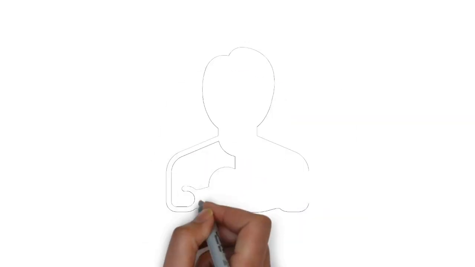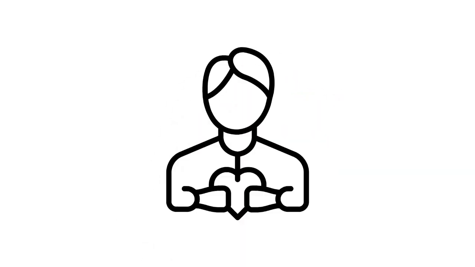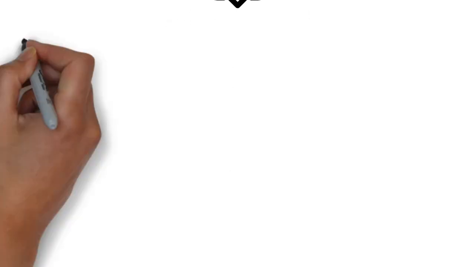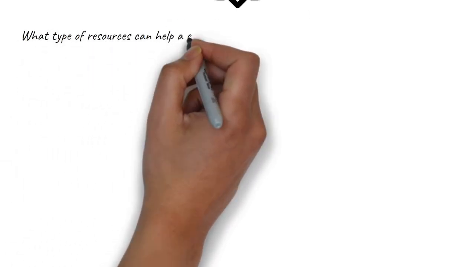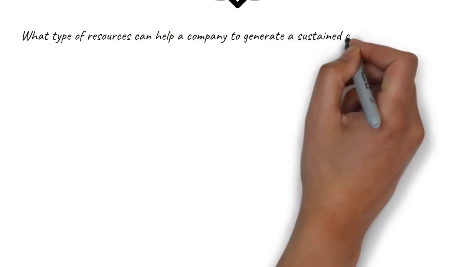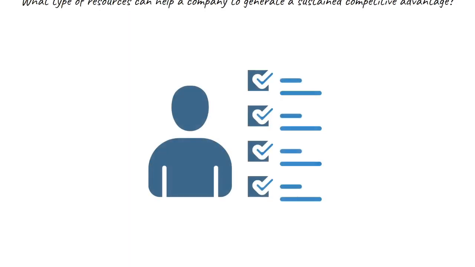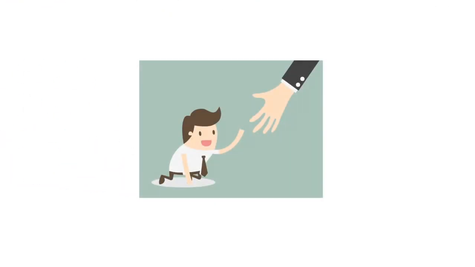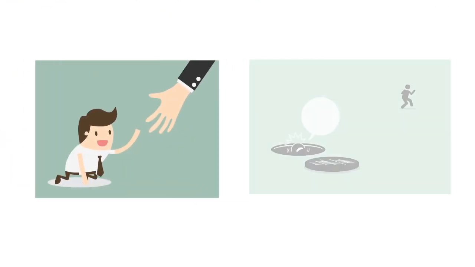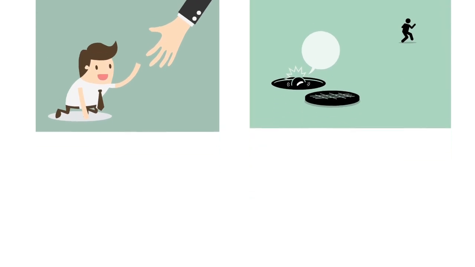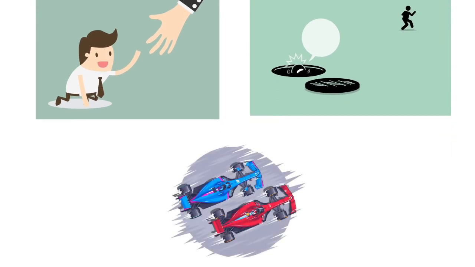Now, the heart of the resource-based view is its effort to answer the question, what type of resources can help a company to generate a sustained competitive advantage? And as I mentioned a few minutes ago, there are particular characteristics of resources that will make them either helpful or unhelpful to a company in generating a sustained competitive advantage.